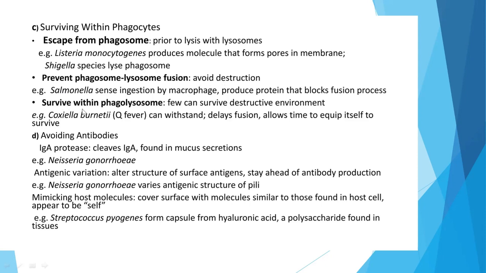Others can survive within the phagolysosome. So a few can survive this destructive environment. Example, Coxiella burnetii can withstand it, delays fusion, and allows time to equip itself to survive. Avoiding antibodies. Example, IgA protease cleaves the IgA found in the mucous membrane. And Neisseria gonorrhoeae can show antigenic variation.